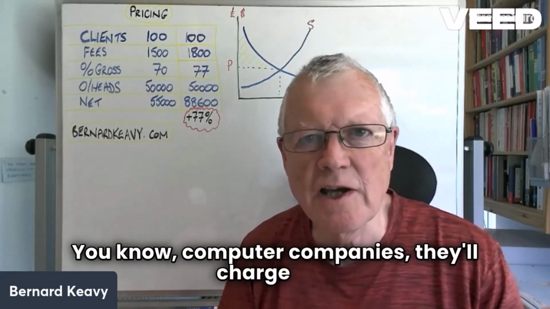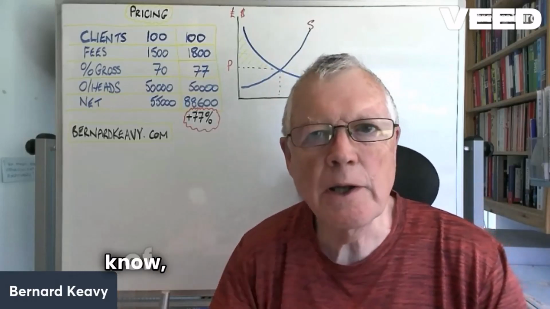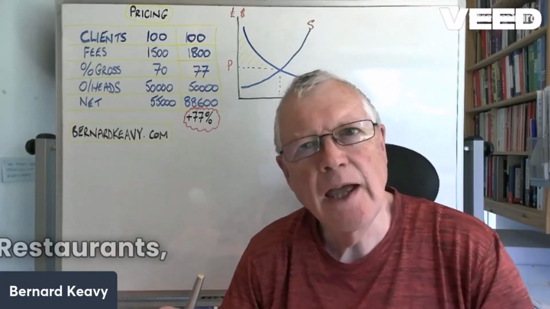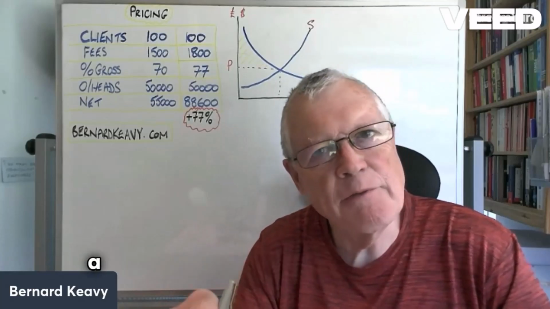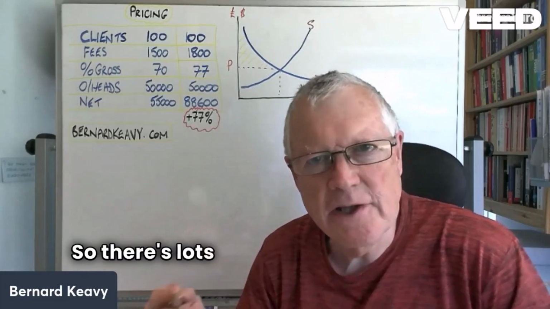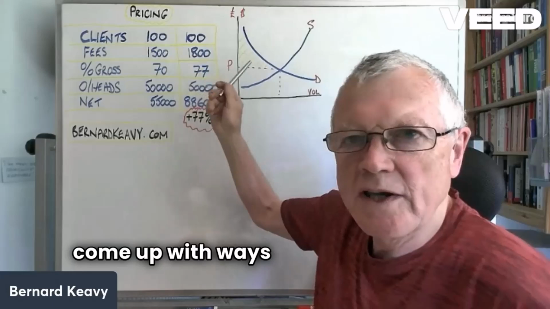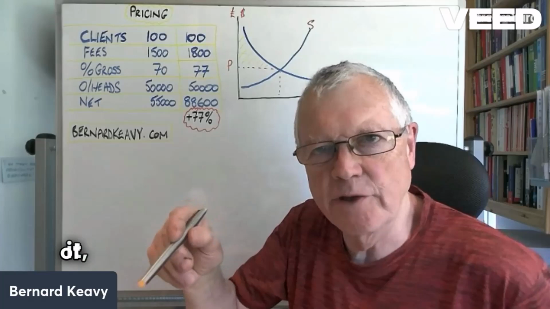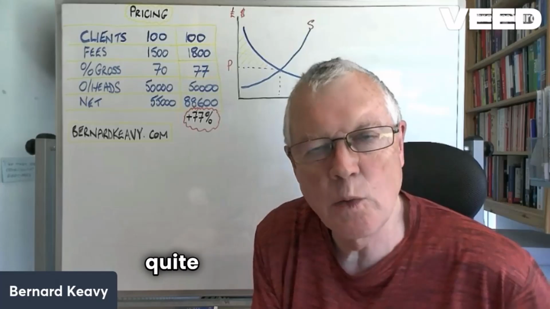Computer companies, they'll charge you this amount for a laptop. But if you add in a bundle, of a laptop bag or a mouse or whatever, then they'll charge you this price. Restaurants, they'll charge you this much per course. But if you order a dessert, you can have a free dessert if it's between certain hours or certain times, etc. So there's lots of ways you can use your imagination. And what you're basically trying to do is to come up with ways of segmenting your customer or client bank and charging different prices to different elements of it, such that they'll think they're getting more value than the ordinary person, and they're quite happy to pay more.